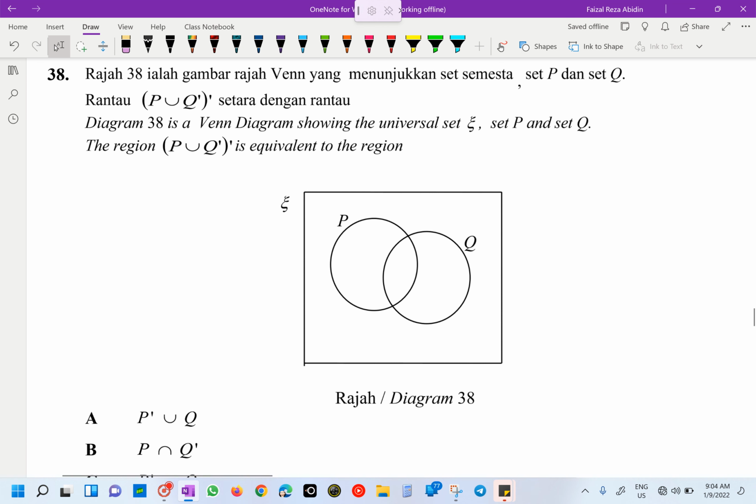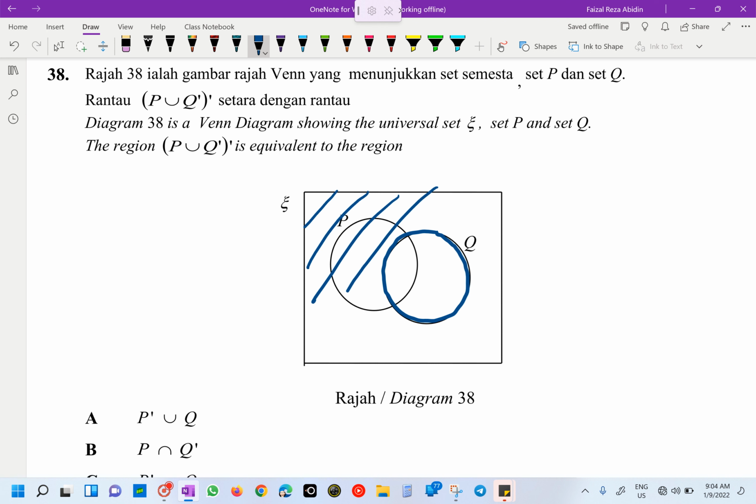38. Okay. Diagram 38 is a Venn diagram showing the universal set, set P, set Q. The region P union Q complement is equivalent to the region. Maksudnya nak kena tahu dulu. Complement. Q complement means that is going to be not Q. Except Q lah. Betul tak? So, maksudnya kita tak nak ada dalam Q langsung. So, it's going to be everything here. Betul tak? Sebab union kan?